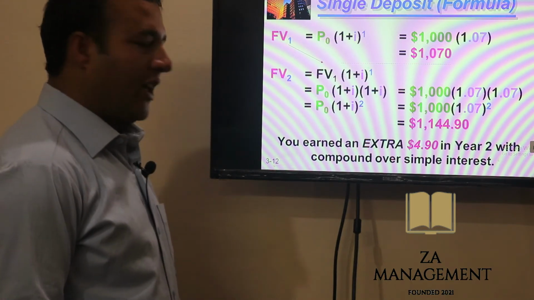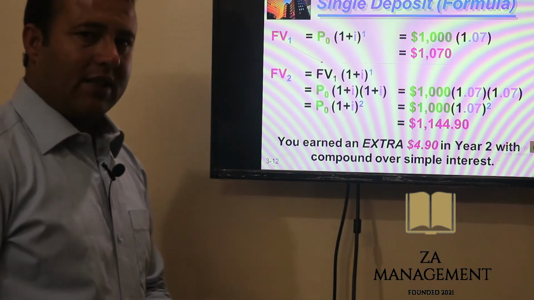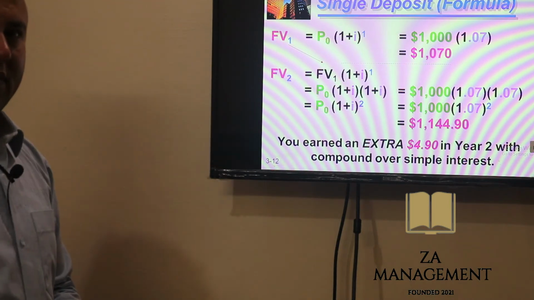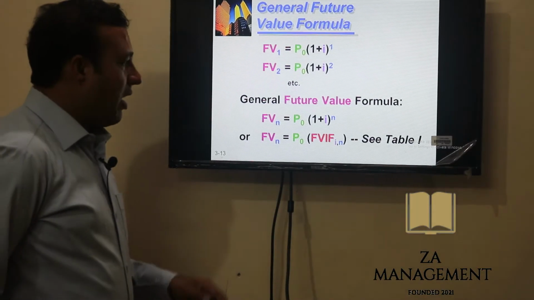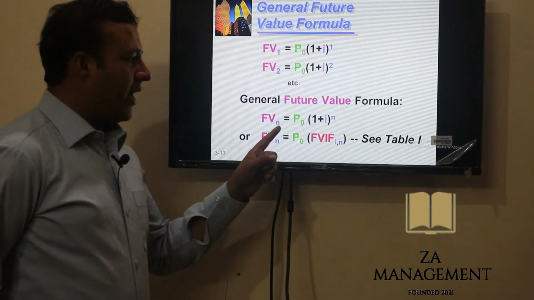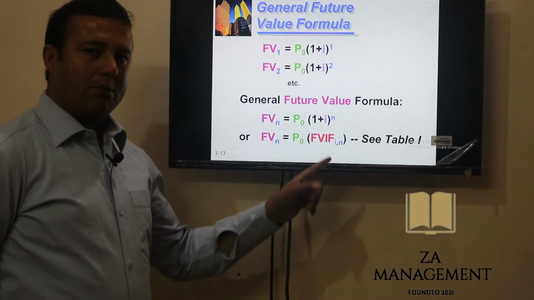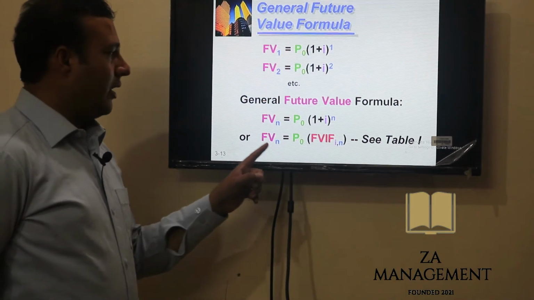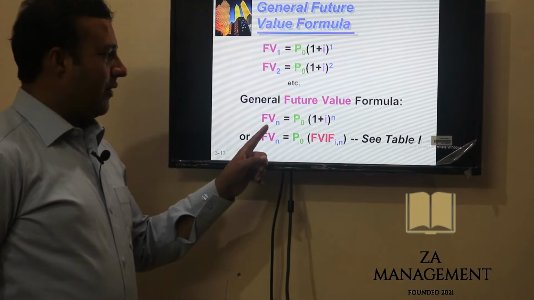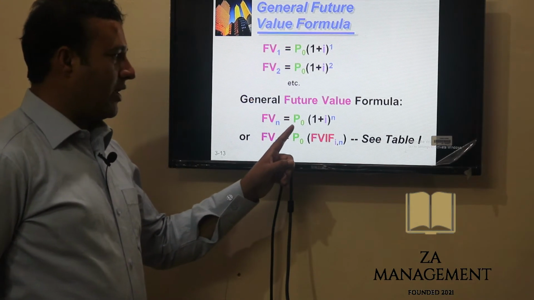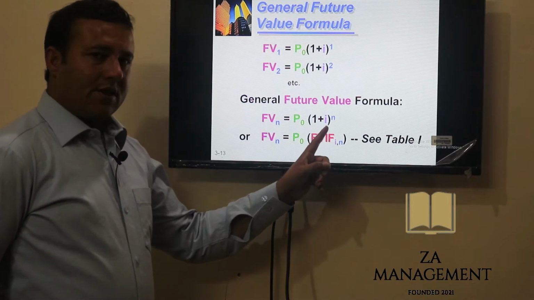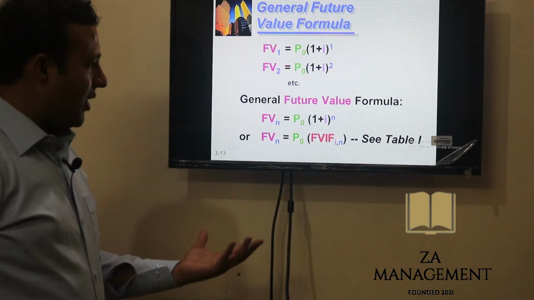Here we have $4.9 extra. This is actually interest on the previously earned interest. So the future value formula in the case of compound interest is this one: FVn is equal to P0 into (1 plus i) whole to the power n, where FVn is the future value after n years, P0 is the principal amount you are going to deposit or borrow, and i is the interest rate, while n is the number of periods.